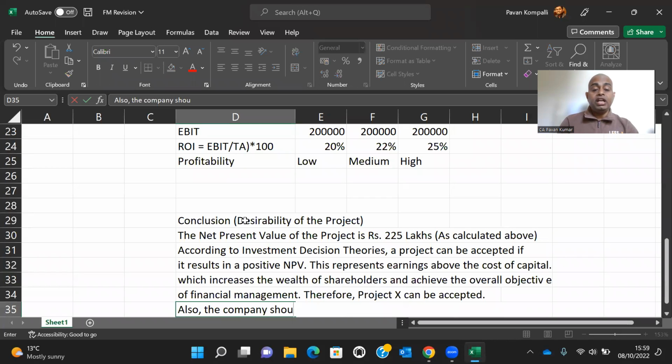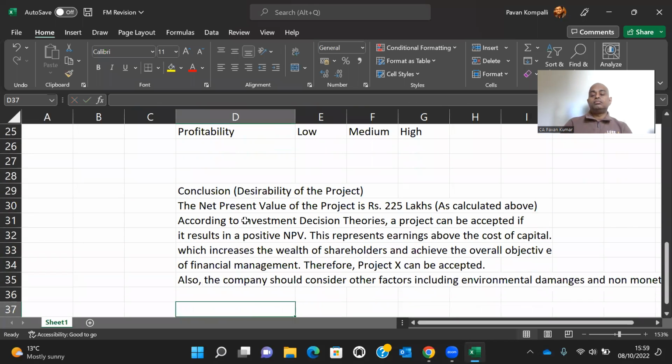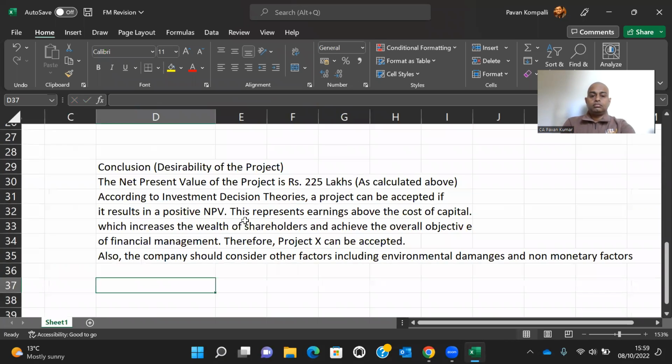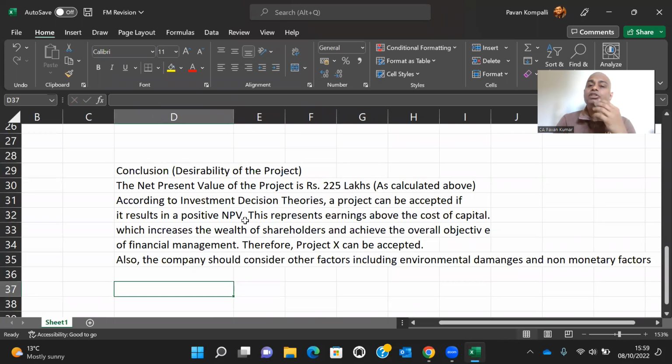Also, the company should consider other factors, including environmental damages and non-monetary factors. This is how you get 4 out of 4. This is how you get 90s in exams. Many students will ask, Pavan sir, how you got rank? Pavan sir, how you got 80s and 90s in CA exams? Simple. We understand what is expected.